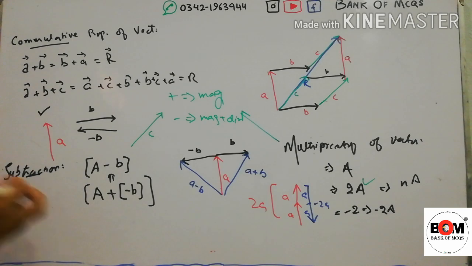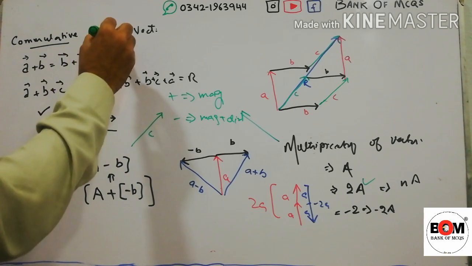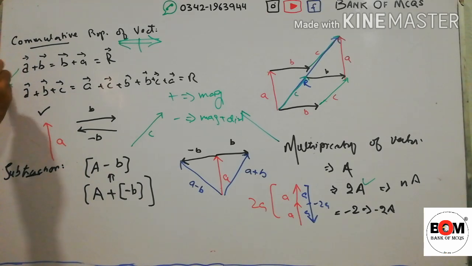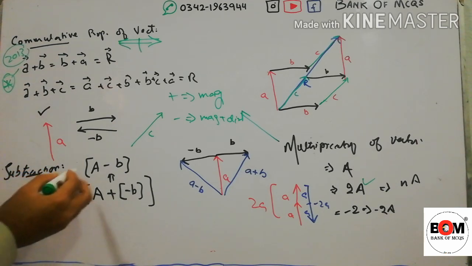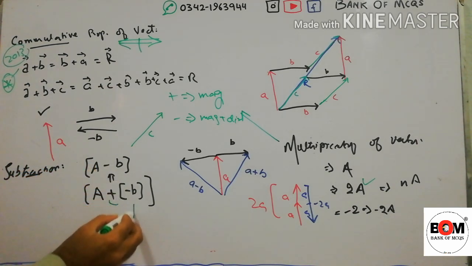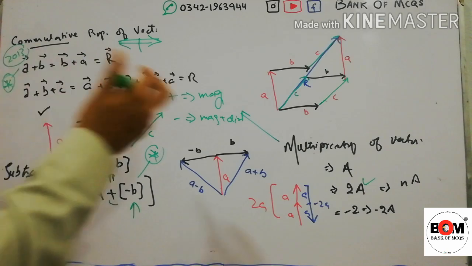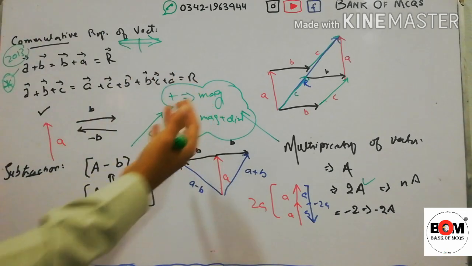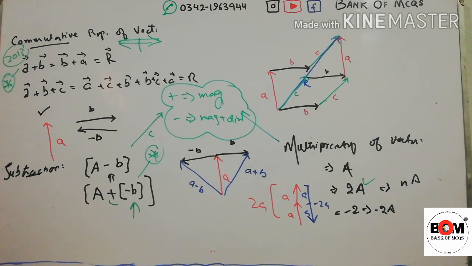So what did we study in this topic? First, the commutative property, meaning A plus B is equal to B plus A, or addition of vectors doesn't depend on order. This point came in ETEA 2013. Next is subtraction, in which we add the negative of the vector. Also remember this. For multiplication of vectors, if we multiply by a positive number, a change in magnitude will occur, and if we multiply by a negative number, a change in magnitude as well as direction will be observed.